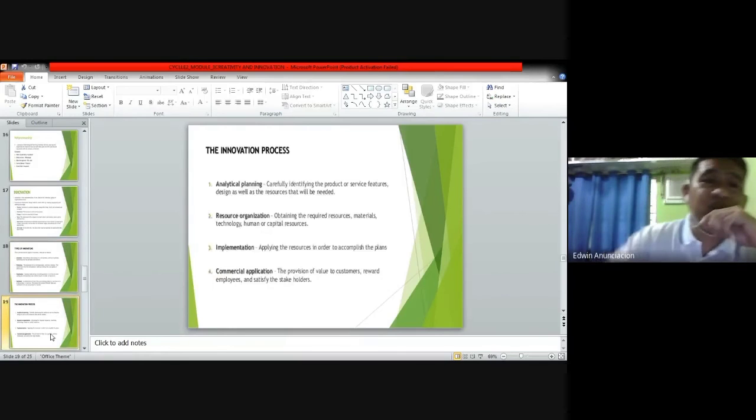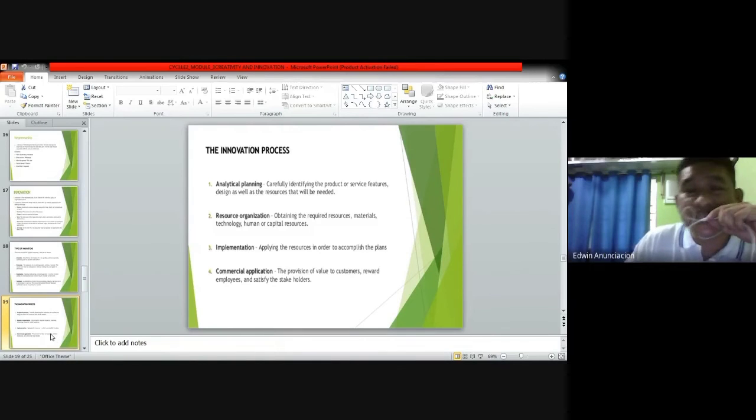The innovation process. Of course, we have this analytical planning. Under analytical planning, it says that it carefully identifies products or services future. Siyempre po talagang ipaplano lahat yan, maliliit po na mga details, and then po, paano ba yan gagawin, and then saan ba kukunin ang mga resources. So these are all included po, no, sa analytical planning.